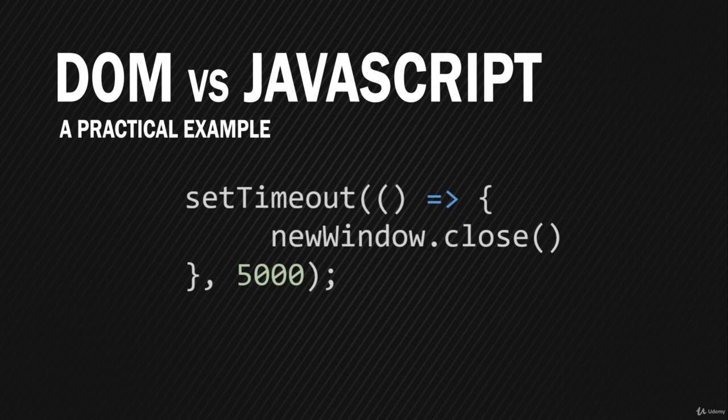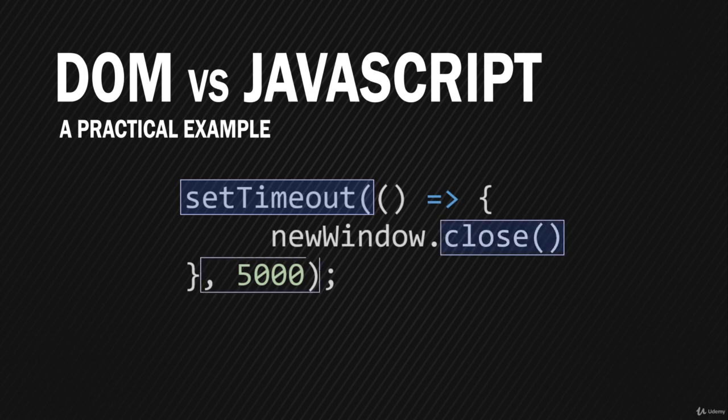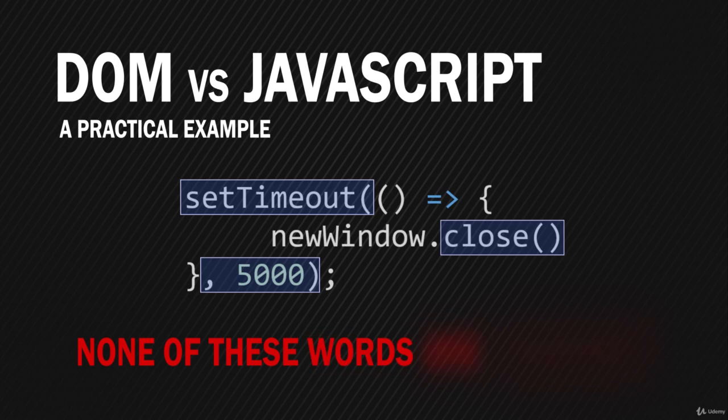Well, let's take these words, setTimeout, the opening parentheses. What about the word close? What about the comma and the 5,000? And the closing parentheses, what is that? Well, this is what a lot of people don't realize, even experienced developers, and it shocks me sometimes. But those words, that syntax in itself, none of these words are JavaScript. None of them. They are all provided to us by the DOM API. So don't get confused between JavaScript and the DOM API.